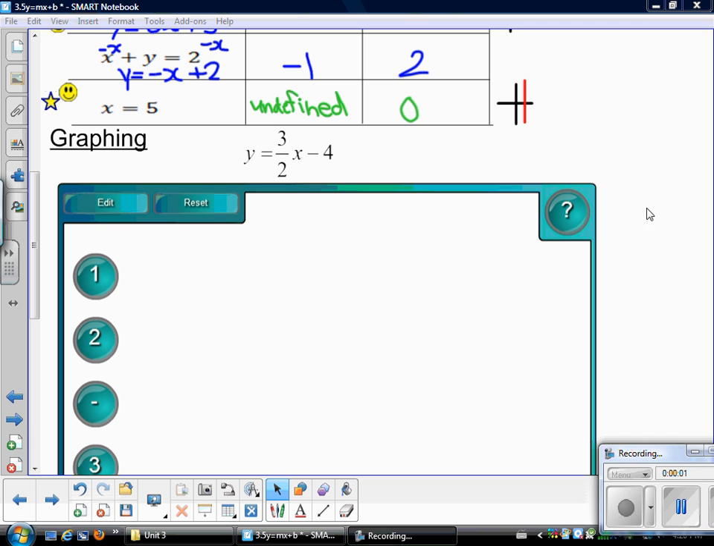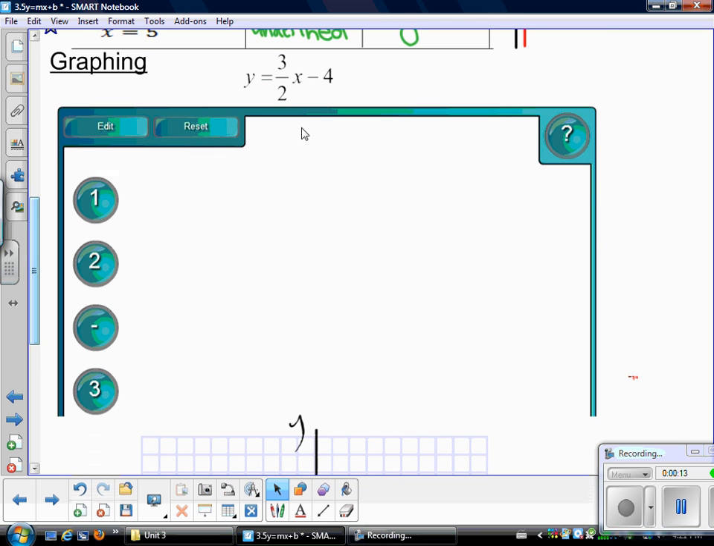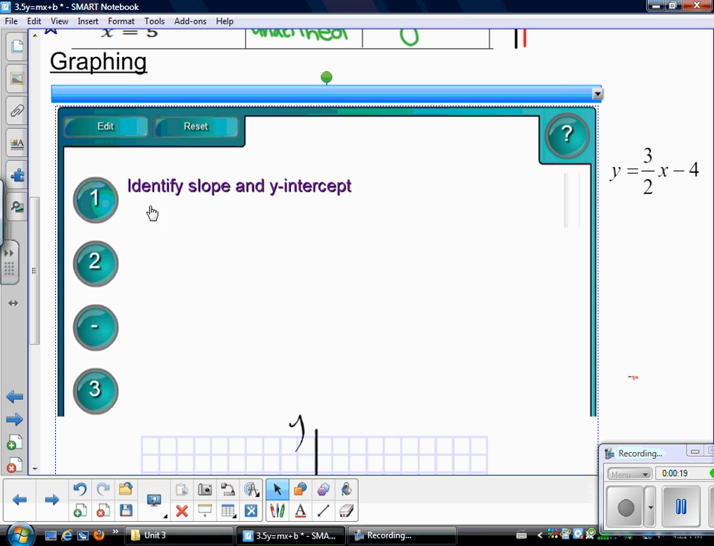So what we're going to do now is graph y equals 3 halves x minus 4. The following are the steps that we're going to follow in order to graph that. I'm just going to take our question to the side so that we have it in front of us. First of all, it says identify the slope and the y-intercept.